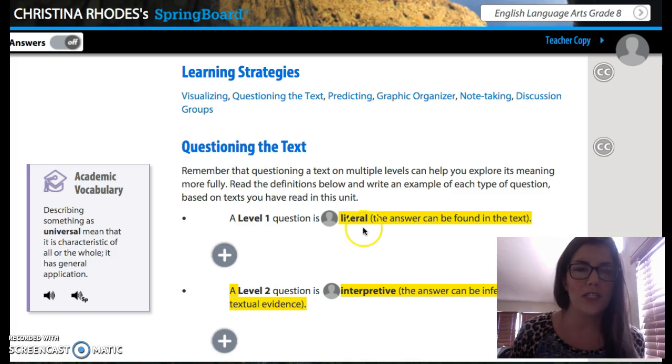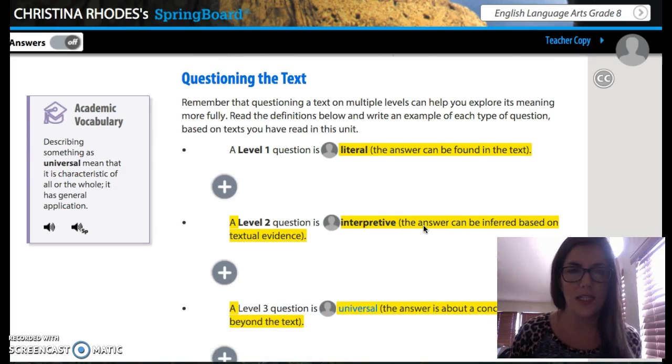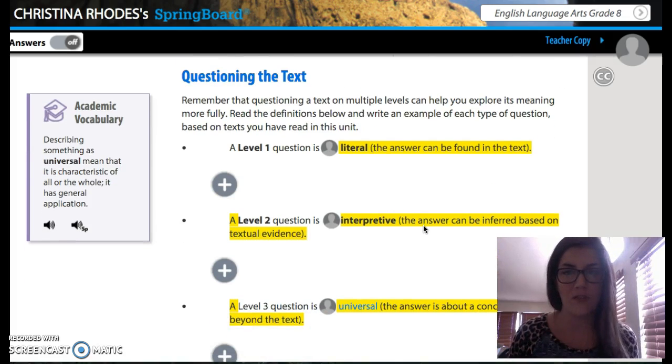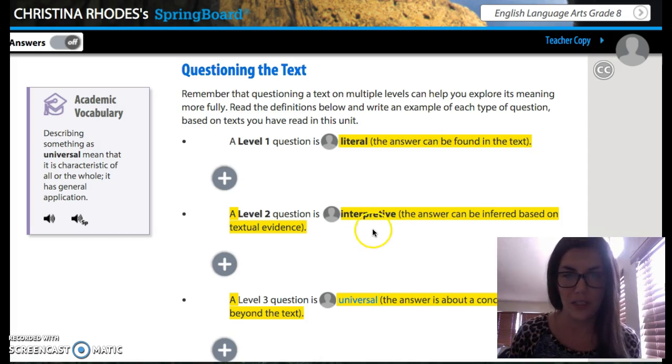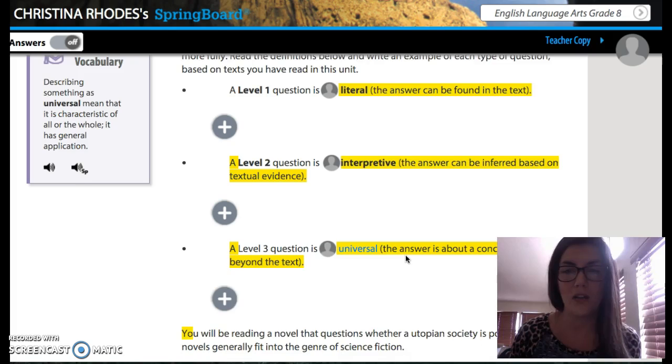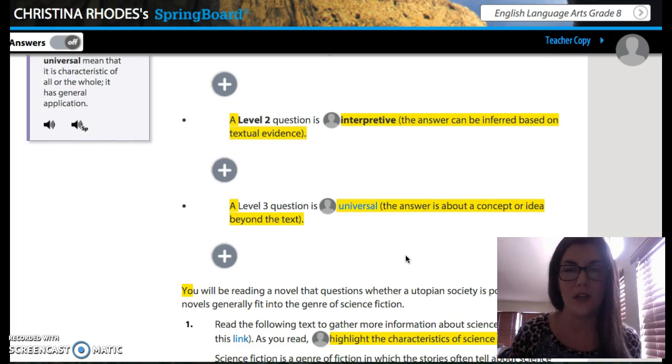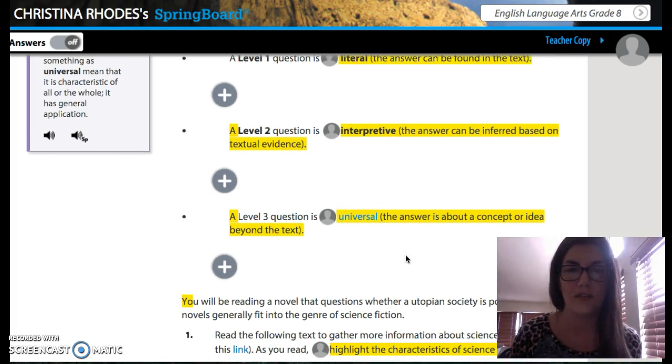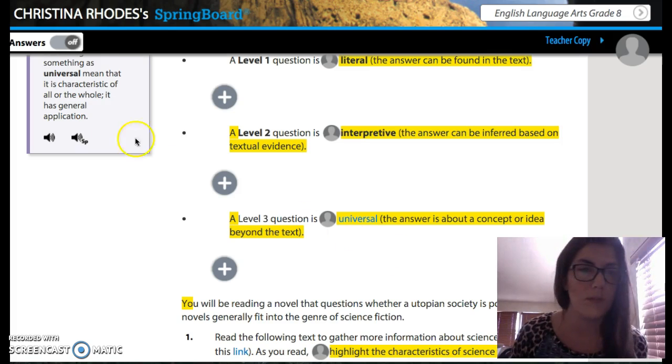Who can read questioning the text? A level 1 question is literal. The answer can be found in the text. A level 2 question is interpretive. The answer can be inferred based on textual evidence. So it goes a little easy question, a little harder with a level 2. A level 3 question is universal. The answer is about a concept or idea beyond the text. So a real life problem, a real world problem.